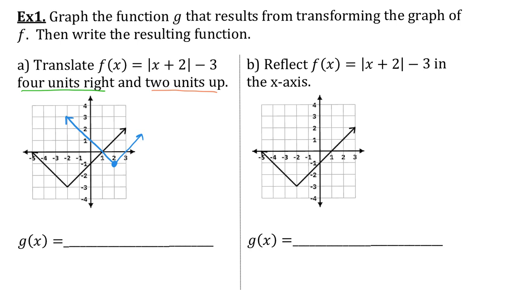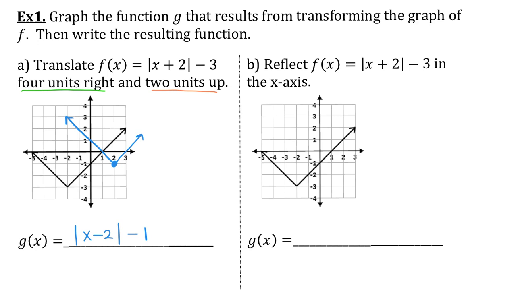Okay, now I'm going to write the equation for this just by looking at my resultant, but then I'm going to go back and do this algebraically. So this is my resultant. It's still absolute value. It looks like the vertex is right 2, down 1, which means this is going to be the absolute value of x minus 2, minus 1.